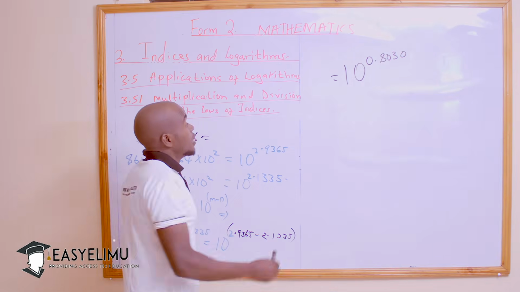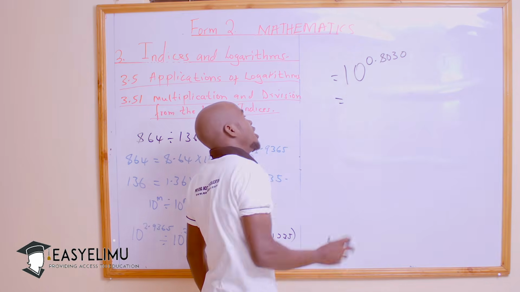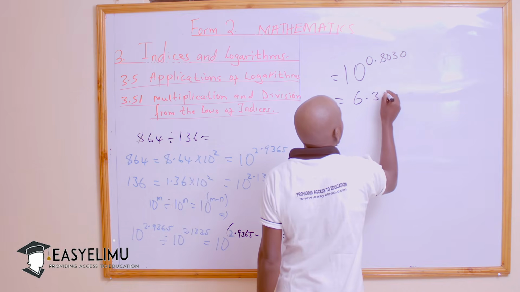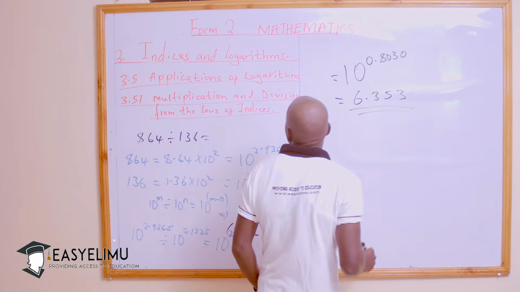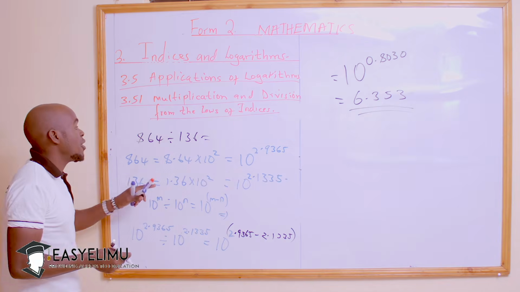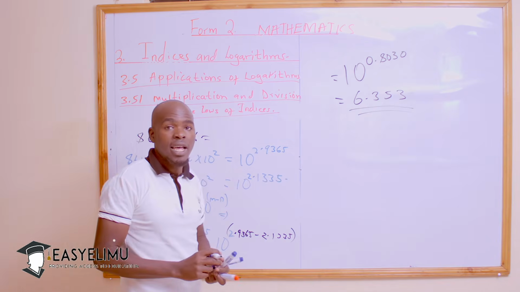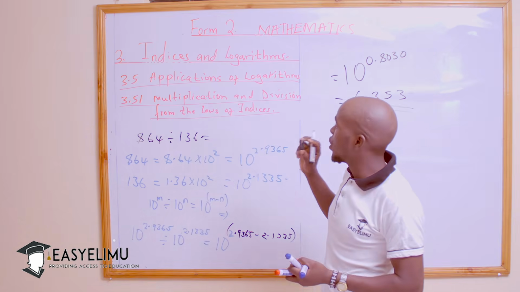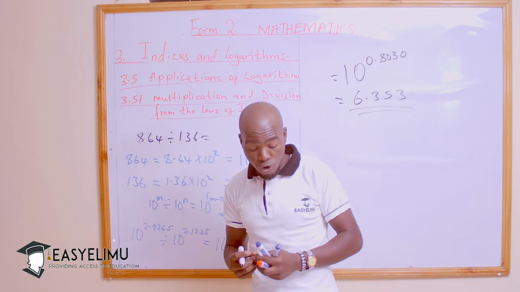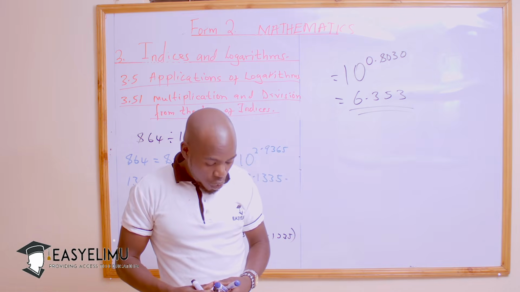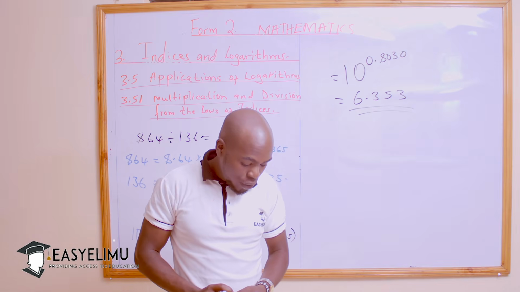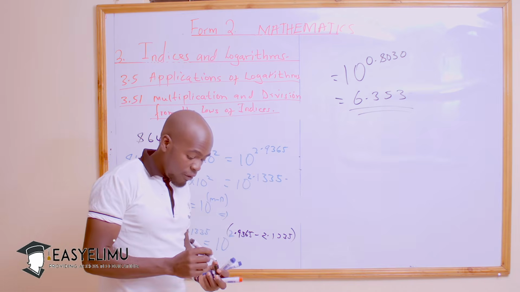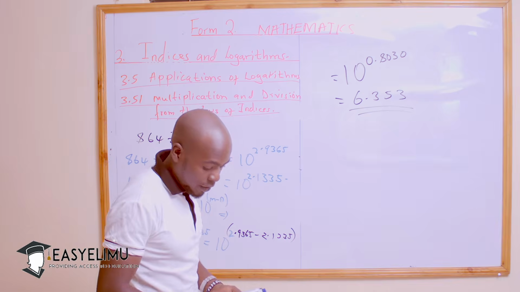That's what we find. If you find the anti-logarithm of that number, you are going to find 6.353, and that is the value of 864 divided by 136. That is how we work it out when we incorporate logarithm into multiplication and division from the laws of indices. So we shall consider an example which works out directly, and before that we are going to consider even different kinds of them.